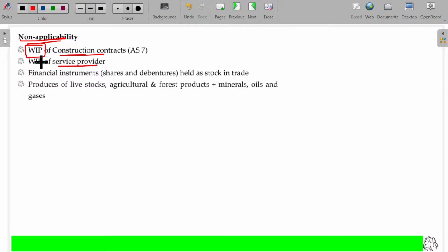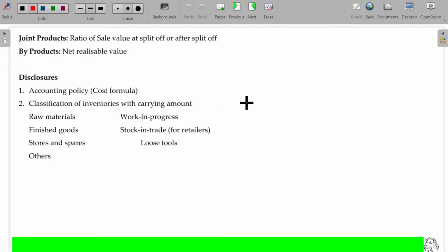In case of a service provider, no. Okay, service provider also, no. Say I have completed 50% of the syllabus. Can I value the remaining 50% based on AS number 2? No. Financial instruments, stock, shares, debentures, for those it cannot be followed. Livestock, agricultural and forest products, minerals, for those also not applicable. We have studied joint products and byproducts also.